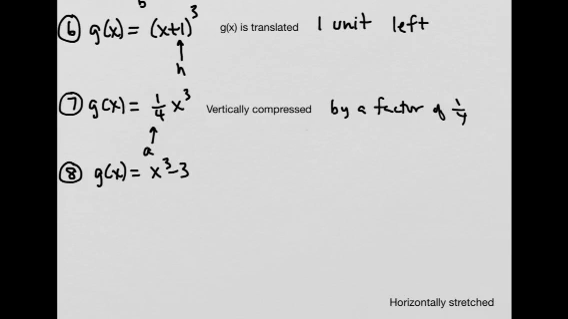So number 8, minus 3, that's your k value. So that means that g of x is translated 3 units down.